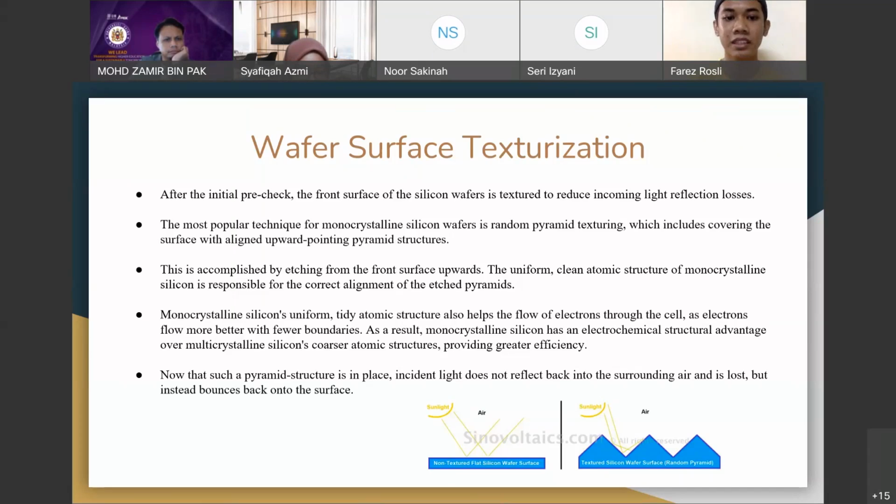With the pyramid texture, the incident light does not reflect back into the surrounding air and is lost, but instead bounces back onto the surface. So next slide.